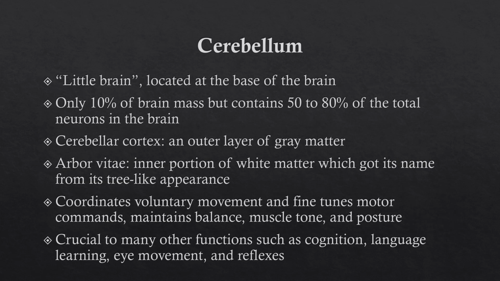Cerebellum. The cerebellum is known as the little brain, and it is located at the base of the brain directly behind the brainstem. While it only makes up 10% of brain mass, it contains 50 to 80% of the total neurons in the brain. It is covered by a layer of gray matter known as the cerebellar cortex. The inner portion of the cerebellum is composed of white matter.